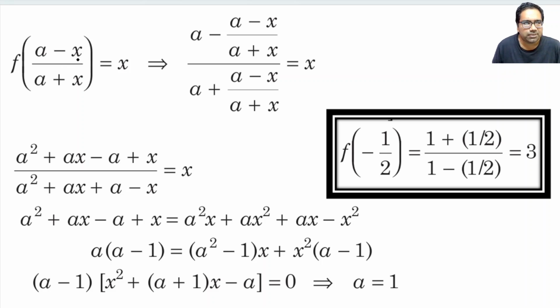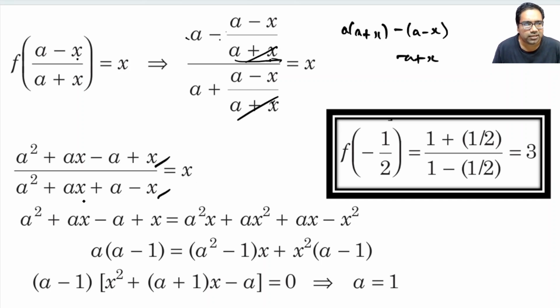What does that mean? In the place of x, let us substitute (a minus x) by (a plus x), so a plus (a minus x) by (a plus x). This should be equal to x. The numerator is a into (a plus x), that is a square plus ax, minus of (a minus x), that is minus a plus x. Similarly, the denominator is a square plus ax plus a minus x, equal to x, because the common denominators get cancelled.